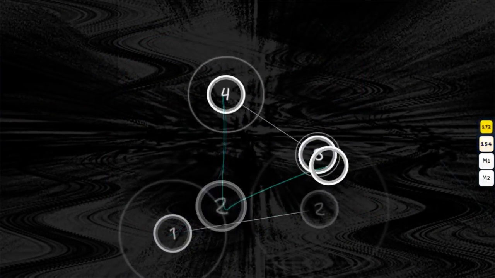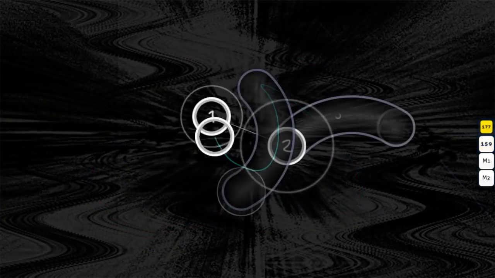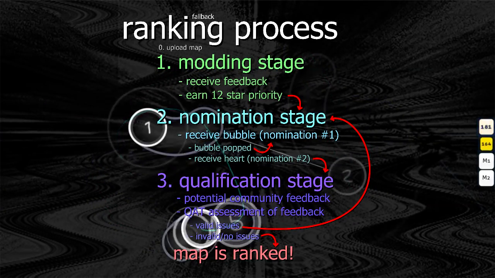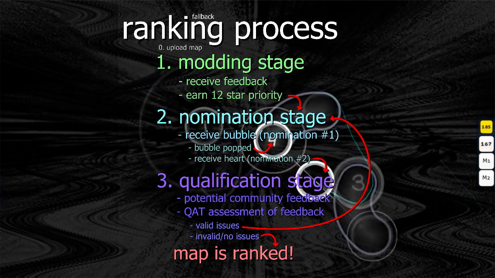Get mods until your map reaches at least 12 star priority, get 2 nominations from BNs, then last through the qualified section. That about sums up the ranking process. For this path at least.